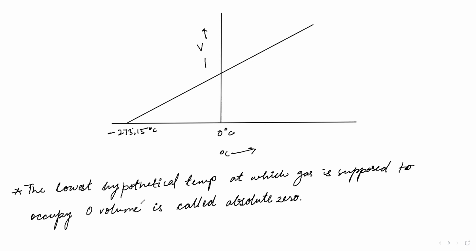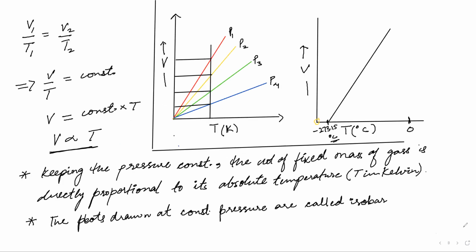Or if a question comes, is this possible practically? If I'm saying lowest hypothetical temperature, that means this temperature can never be achieved till now. So for now, it is not possible. I cannot say about the future. For now, we are limited by technology. Otherwise, it is possible.